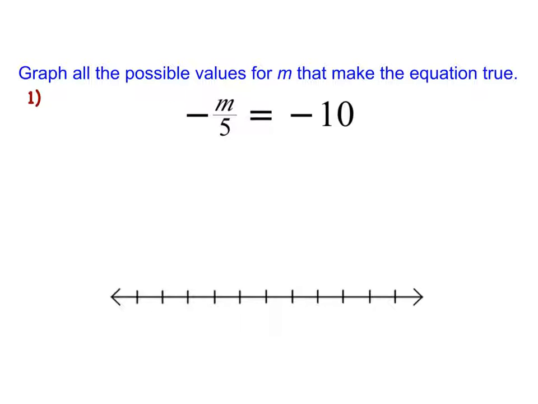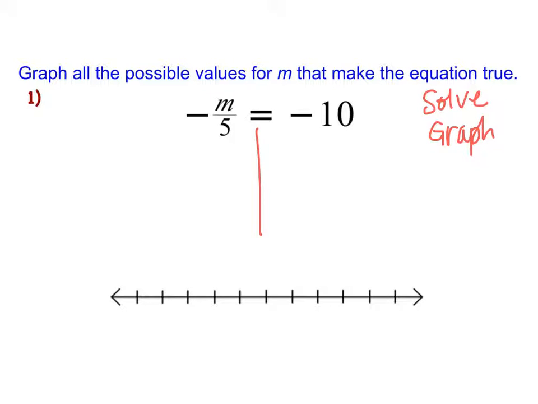All right, so these directions say graph all the possible values for m that make the equation true. So the first thing we've got to do is figure out what values of m make the equation true. In other words, we're going to solve our equation. Then after we have solutions, we need to graph them. So graphing is the one extra step. And as we'll see, this is going to help us to have a step ahead when we start on the inequality section.